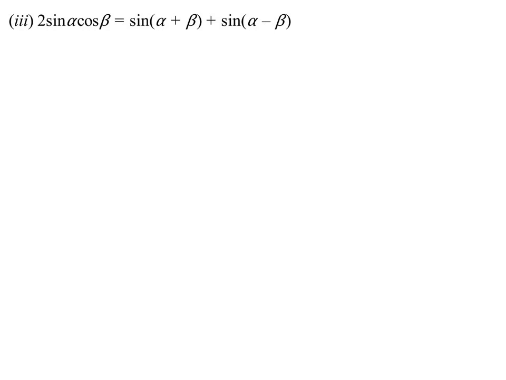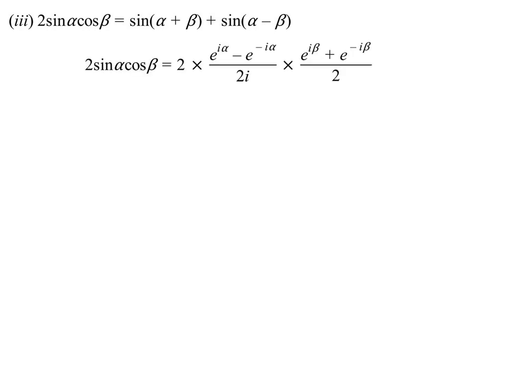How about this one? Product to sums. So 2 sine alpha cos beta is sine of alpha plus beta plus sine of alpha minus beta. This one's a little bit more work, but this is what we're going to do. Okay, 2 times, there is our form for sine, so the difference, and times the one for cosine where we added the conjugates.